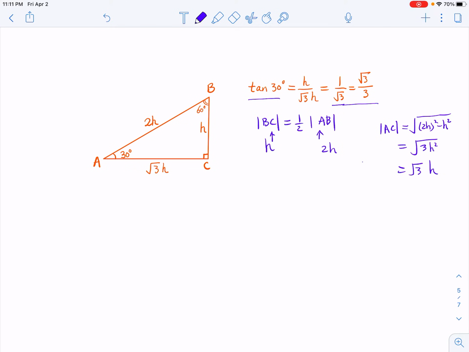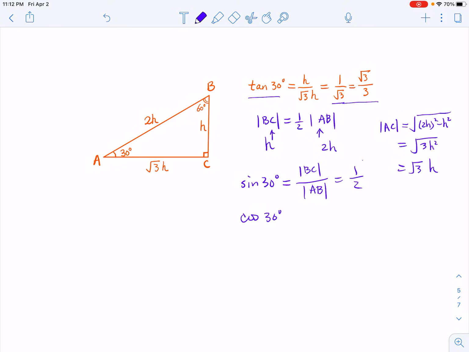That's this special triangle, and from there we know how to calculate sine 30 degrees. That would equal BC, the length, over AB, which is 1/2, since it's H over 2H. Similarly, cosine 30 degrees would equal AC over AB, which is square root of 3 H over 2H, that is square root of 3 over 2.